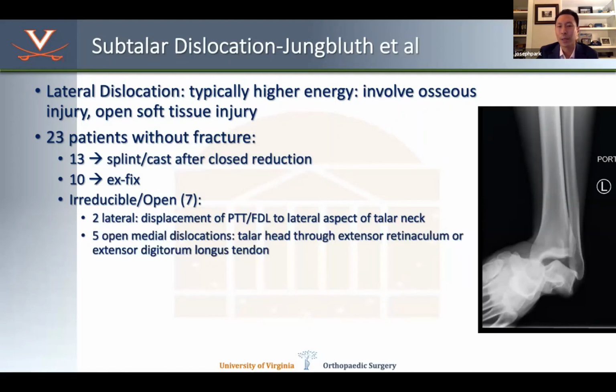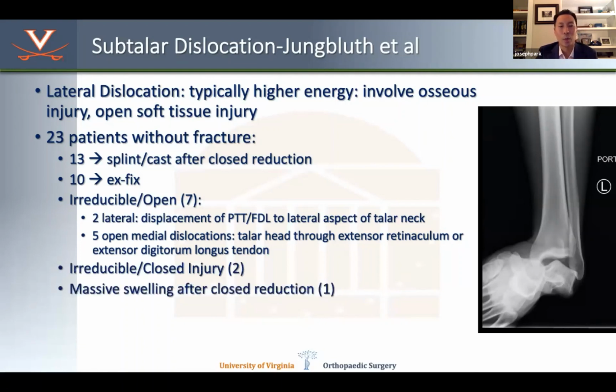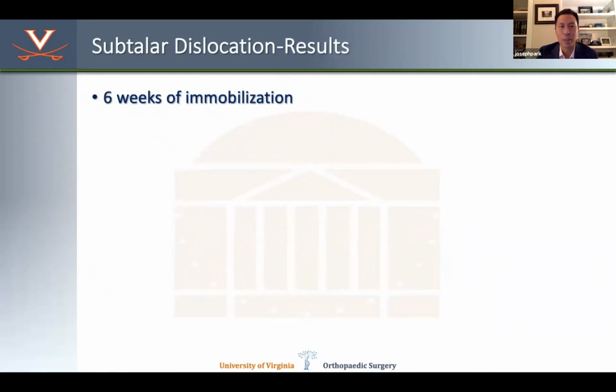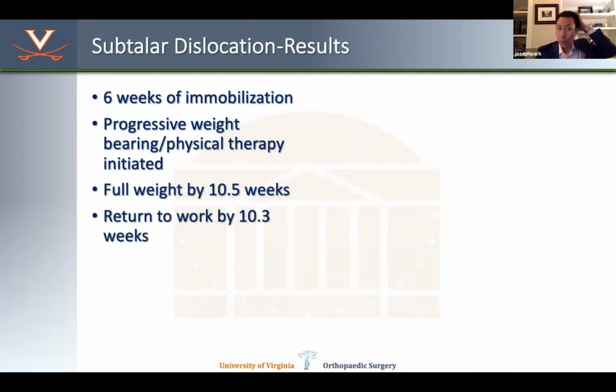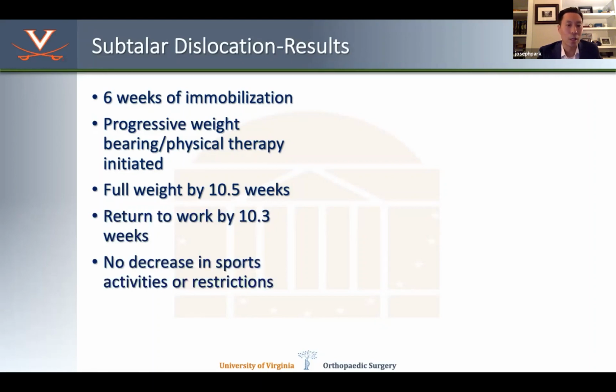The talar head had buttonhole through the extensor retinaculum or the extensor digitorum longus tendon. And then they had 2 more that were irreducible, even though they were closed injury. And 1 patient had massive swelling after closed reduction. So typically these are treated again, 6 weeks of immobilization and then progress weight-bearing physical therapy. Usually they're full weight-bearing by 10.5 weeks, and they can return to work in this study by 10.3 weeks. And in this study, they found, again, no decrease in sports activities or restrictions.